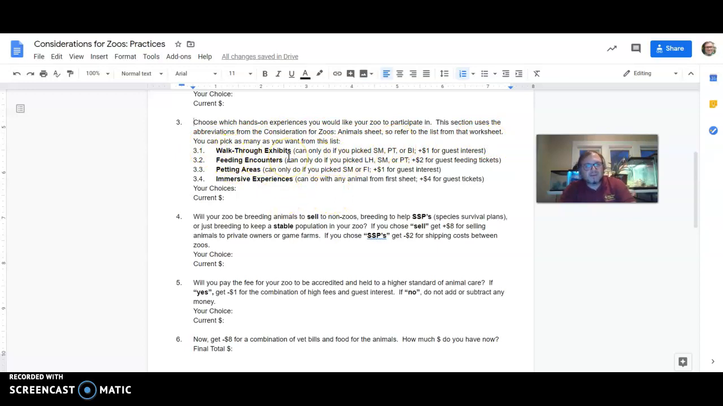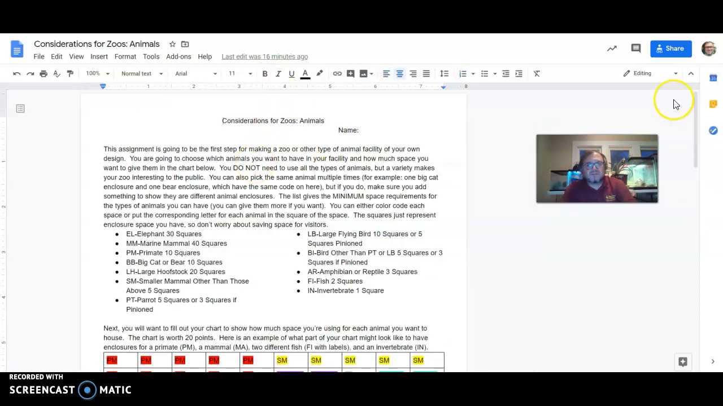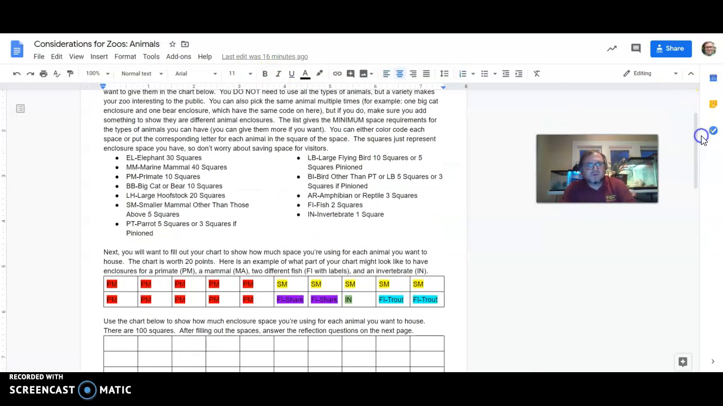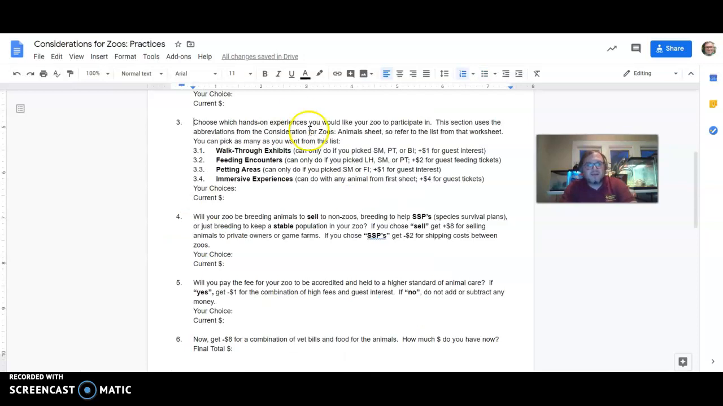So walkthrough exhibits. You can only do that, for example, if you picked SM, PT, or BI, and you're like, what do those letters stand for? Go back to the Consideration for Zoos Animals, scroll down, and we have our list here. So for example, if I had PT, a parrot, in my thing here, I can say, oh, I can do a walkthrough exhibit with a parrot. So again, PT is part of that, +1 for guest interest.